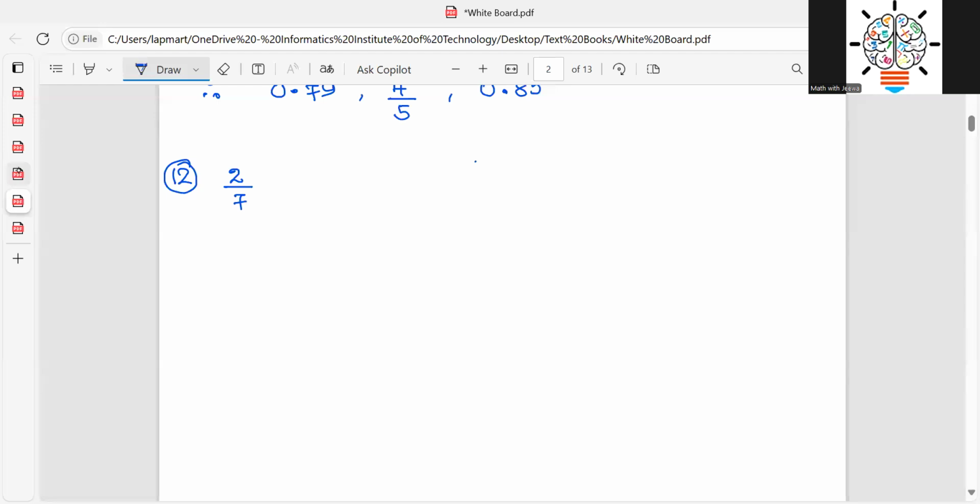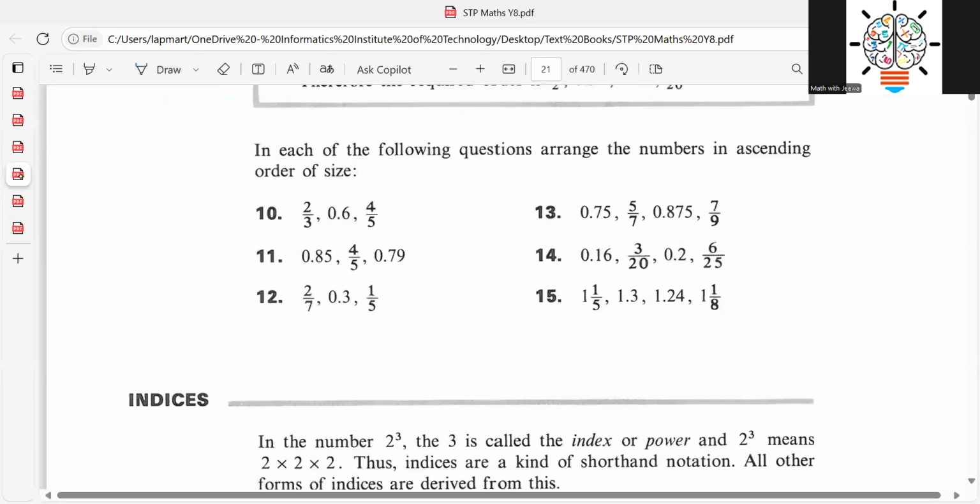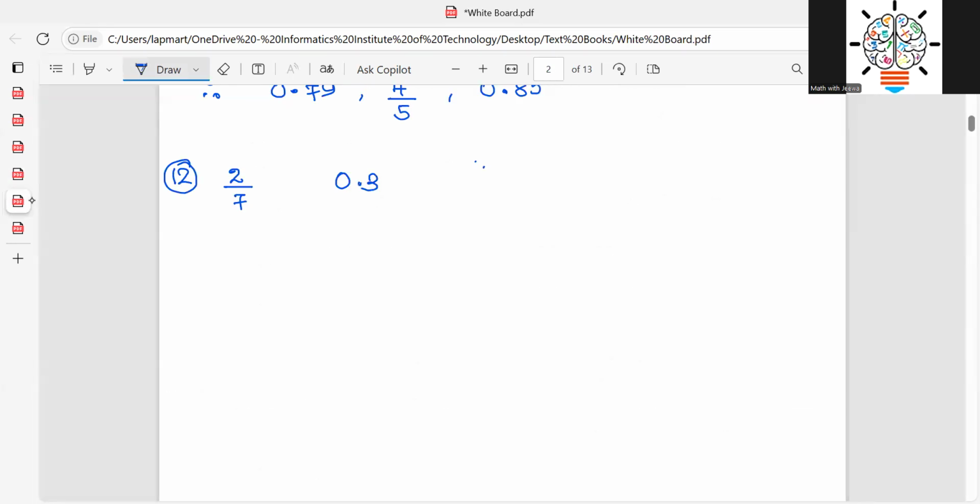2 over 7, 0.3, and 1 over 5. 1 over 5, right? Okay. So then which one will be easier? I'm trying different ways, right? I write this as 2 over 7, right? Then I write 3 over 10, and then I write 1 over 5.